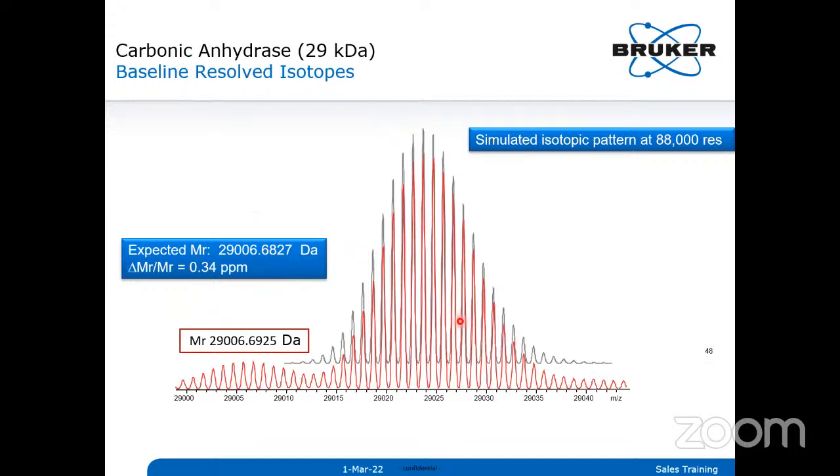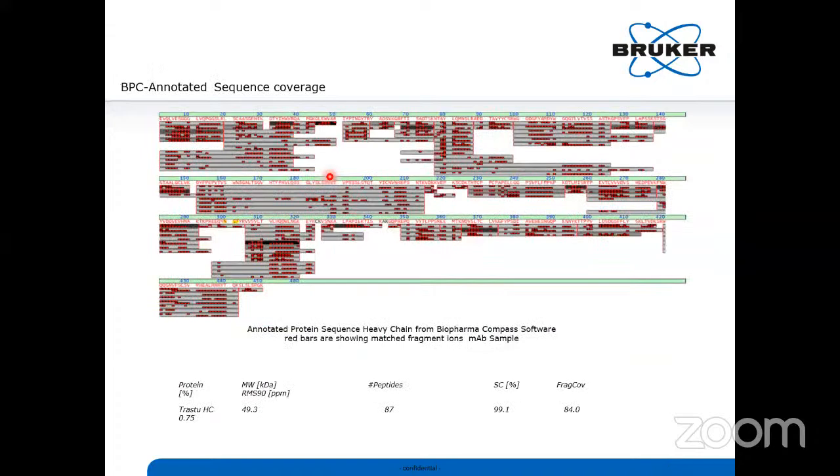29 kDa, I am confirming between theoretical and your red color spectra. What are you observing here? That's a theoretical. Here, the red color is your experimental and this one is your theoretical data. So I'm just overlaying my theoretical data onto experimental data and I'm confirming what the mass accuracy is here. This is protein sequence confirmation.